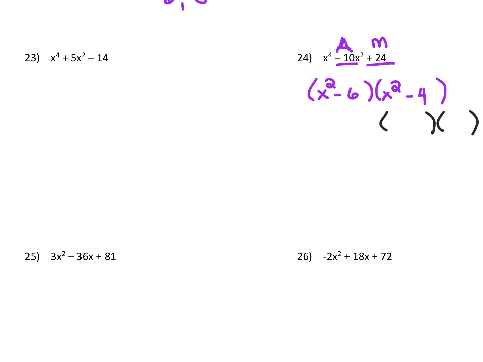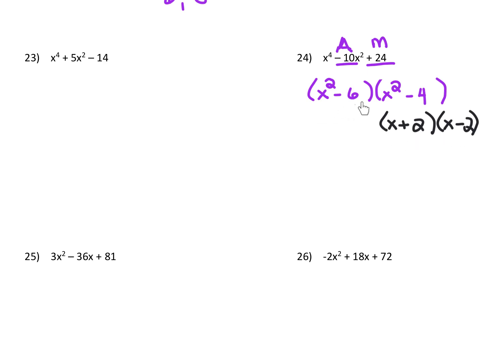What we do is we take the square root of the first term, so the square root of x squared is x. We make one of our parentheses plus and the other is minus. It doesn't matter which is which. And we take the square root of the second term and we put that in the second spot in each parenthesis. So x squared minus 4 factors further to x plus 2 times x minus 2.